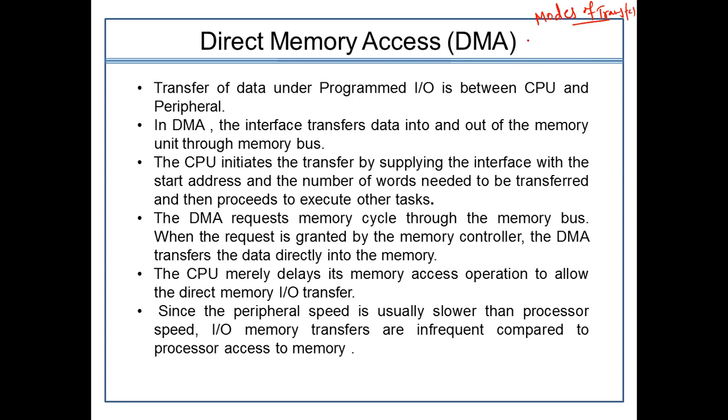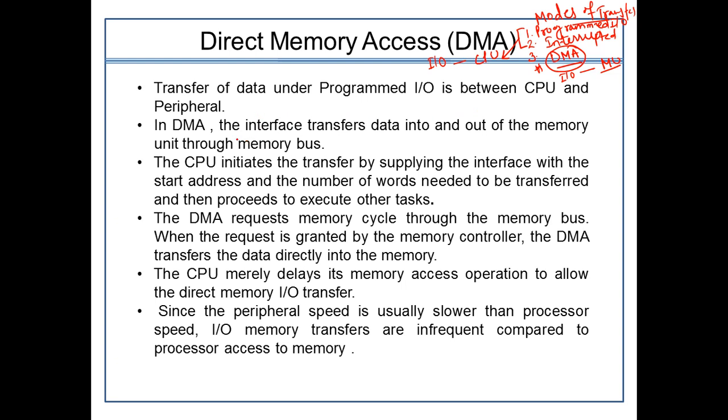We have learned that there are three modes of transfer. One was the programmed input output. Another one was the interrupted input output. And the third one was direct memory access. In both the first and second modes, the peripherals or the IOs were only communicating with the processor. But in the third one, these IO devices can have direct access to the memory unit. This is what we are going to learn today.